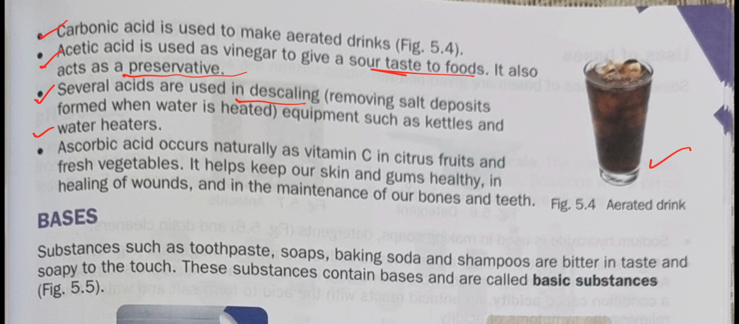Ascorbic acid occurs naturally as vitamin C in citrus food and fresh vegetables. It helps keep our skin and gums healthy, in healing of wounds and in the maintenance of our bones and teeth.